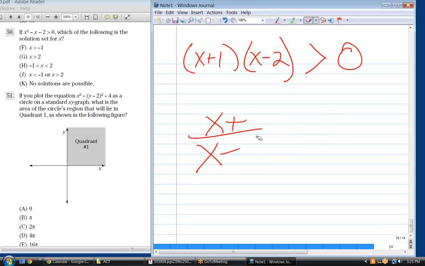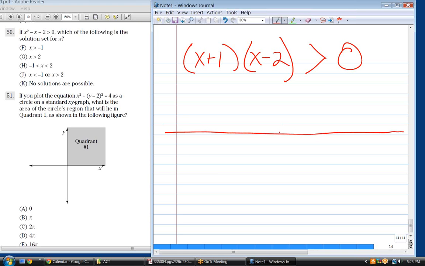Okay. The technique is a line chart. Use a line chart. Here's how I would do this. What are the critical points? Negative 1 and 2. So I put negative 1 there. I put 2 over here. I go to the left, to the right, and in the middle.